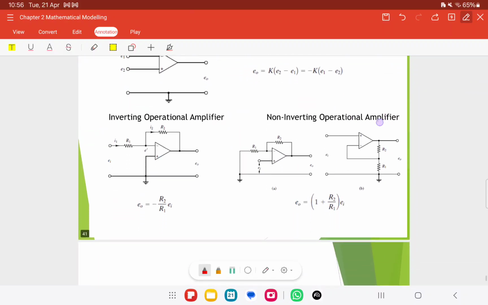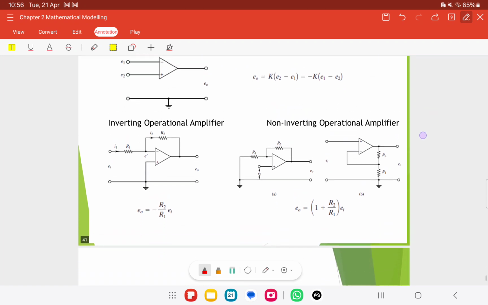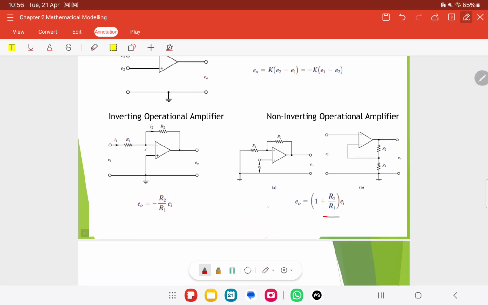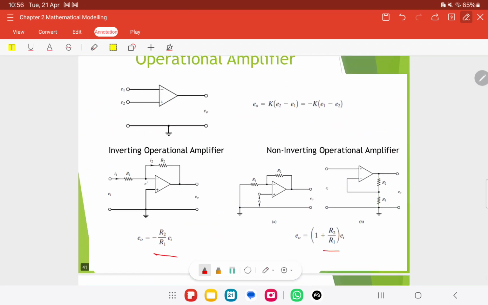And this one is, you guys dah pernah belajar on op-amp? Kat mana? Instrument kan. Okay. So this one in op-amp pun kita boleh dapatkan in terms of dia punya equation juga. Okay. This one lah. Alright. So basically itu saja sebenarnya for chapter 2.